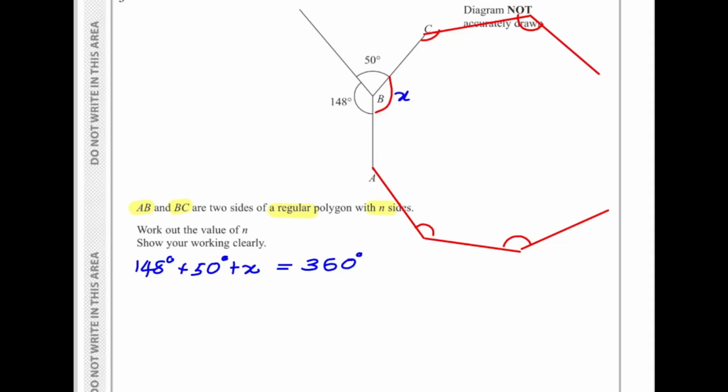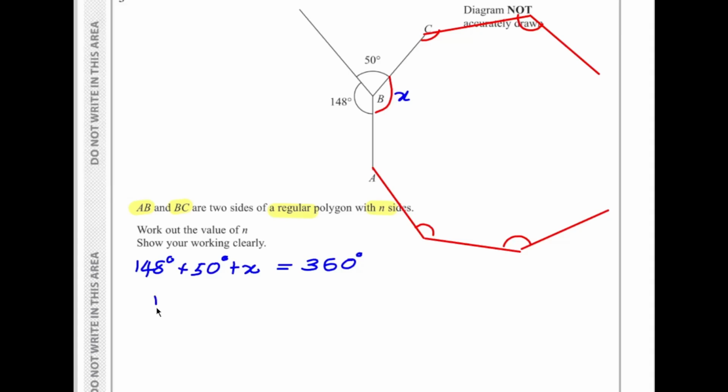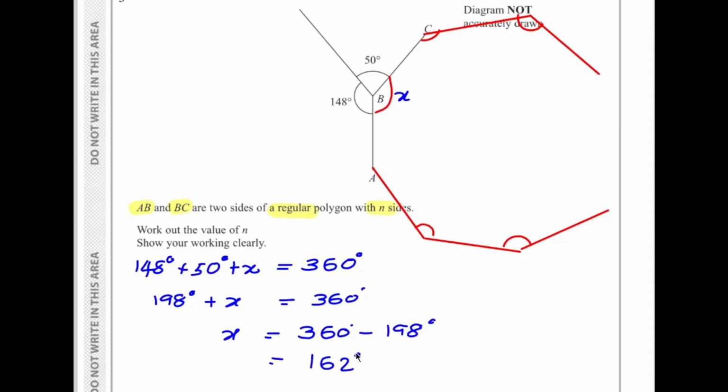So we can get 148 plus 50, they add up to 198 degrees. So 198 degrees plus x equals 360 degrees. Then I can solve this equation for x. 360, once I send this to this side, it gets negative, which is 198 degrees. Then once we subtract, we get x as 162 degrees. So we found this angle as 162 degrees.